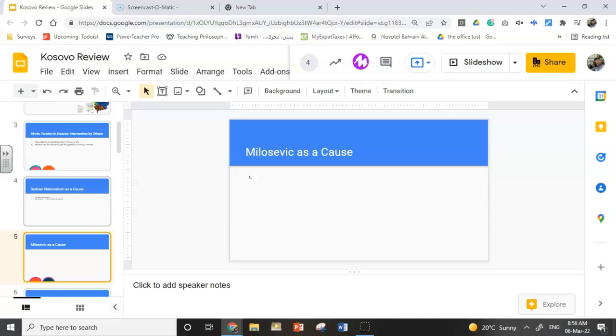Okay, one of the first things Milosevic does is he gets rid of the two autonomous provinces. He removes their autonomy, so they can no longer act like their own little republic. They're now forced to do whatever he tells them to do.